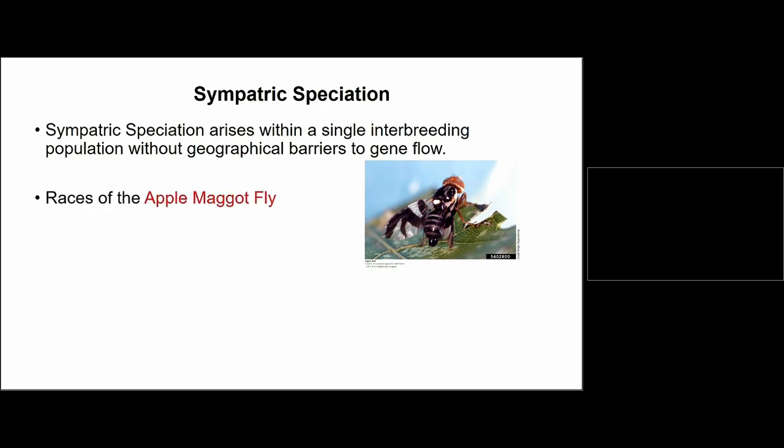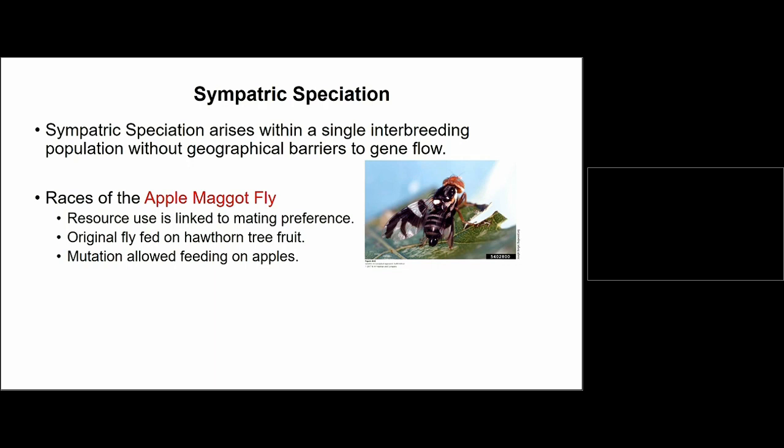Well, in this example, we have the apple maggot fly, which is currently becoming two different species due to very strong disruptive selection, selecting for two very different sets of genotypes in this particular location. The apple maggot fly used to eat hawthorn tree fruit. Originally they all ate hawthorn tree fruit. Then a mutation arose, and some of them can now eat apples. These apple trees and hawthorn trees are all in the same forest, but now some flies can eat apples.